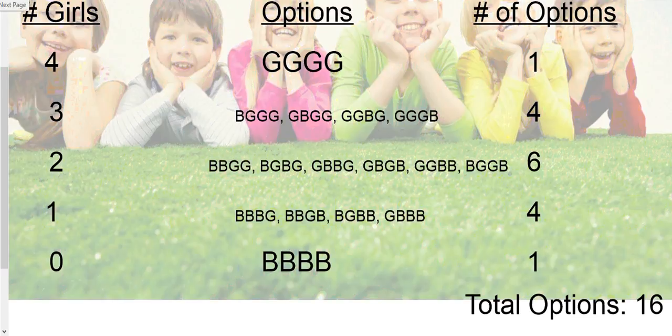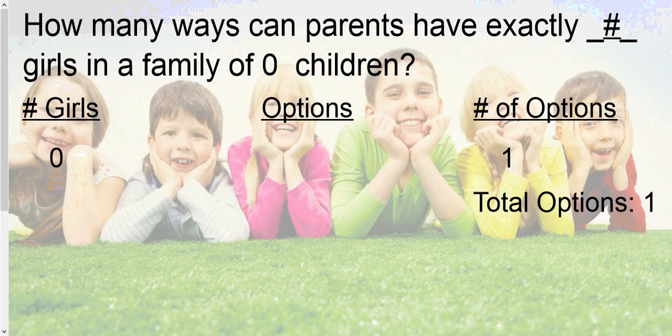Now, it can easily be done by going ahead and listing out all these options for three girls in a family of four, and then counting up how many there are to get four of them. Or similarly, for how many options there are for two girls in a family of four, and you get a total of six. And you could list out all those each and every time.